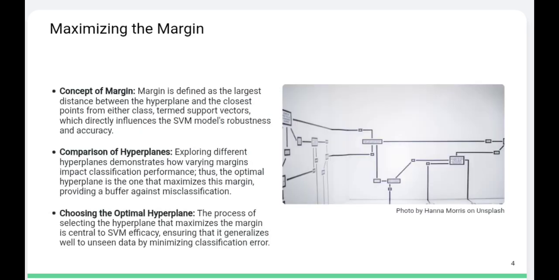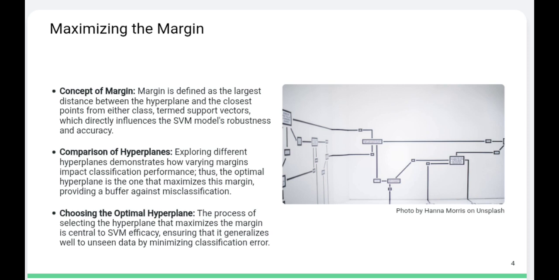Let's talk about maximizing the margin. So, what is the concept of margin? Margin is defined as the largest distance between the hyperplane and the closest points from either class, termed support vectors, which directly influence the SVM model's robustness and accuracy. Comparison of hyperplanes. Exploring different hyperplanes demonstrates how varying margins impact classification performance. Thus, the optimal hyperplane is the one that maximizes the margin, providing a buffer against misclassification.